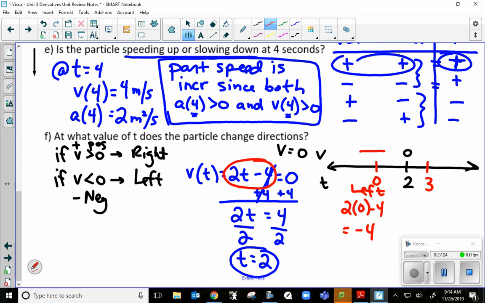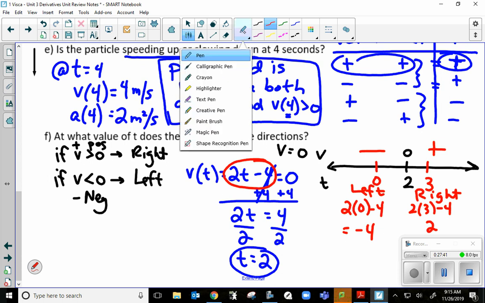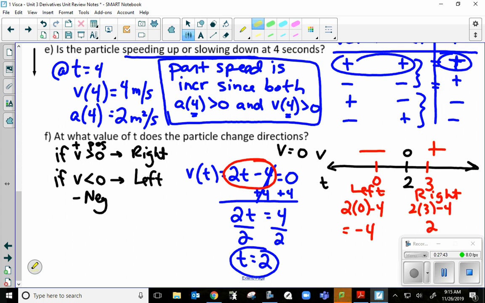Let's throw a 3 in. 2 times 3 minus 4. Well, that's 6 minus 4. That's a positive 2. I'm positive here. That means I'm moving right. So, when the time is less than 2 seconds, my particle is moving to the left. Right at 2 seconds, I stop and I don't move at all. Velocity is 0. Then after 2 seconds, the particle starts up again, but it moves right.